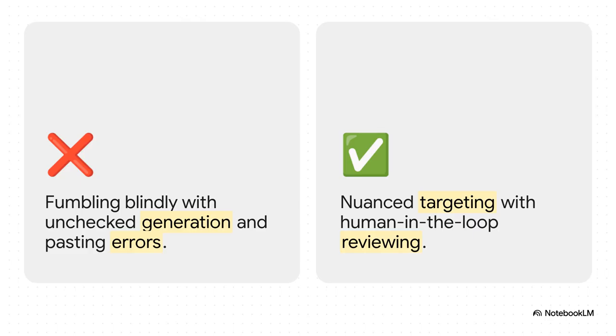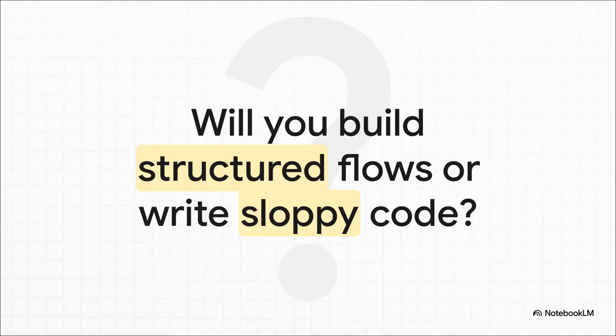Agentic coding, on the flip side, is the expert approach. It's all about nuanced targeting, asking the CLI to work on just one small feature or component at a time. It requires you to be a human in the loop, actively reviewing those native diffs we just talked about. By staying deeply involved in the development loop, when you eventually need to debug something, you actually know what your own code base does. So here is the ultimate takeaway from this explainer.